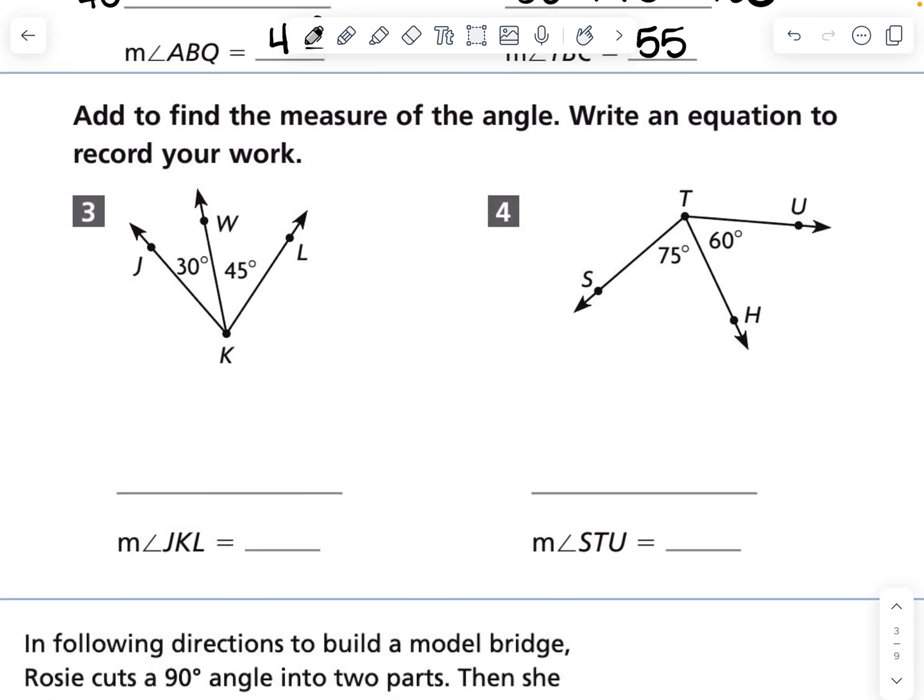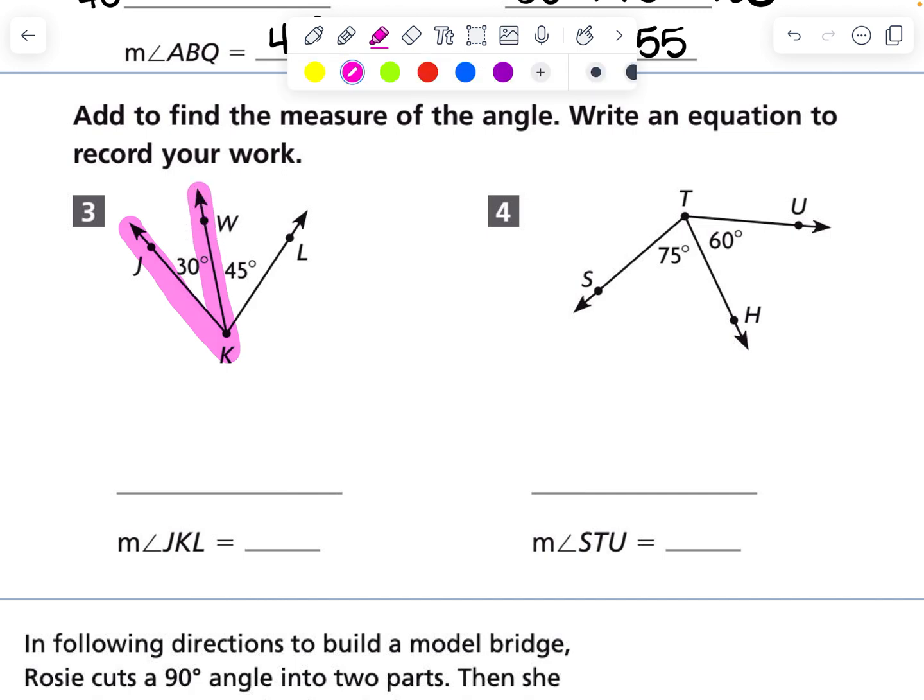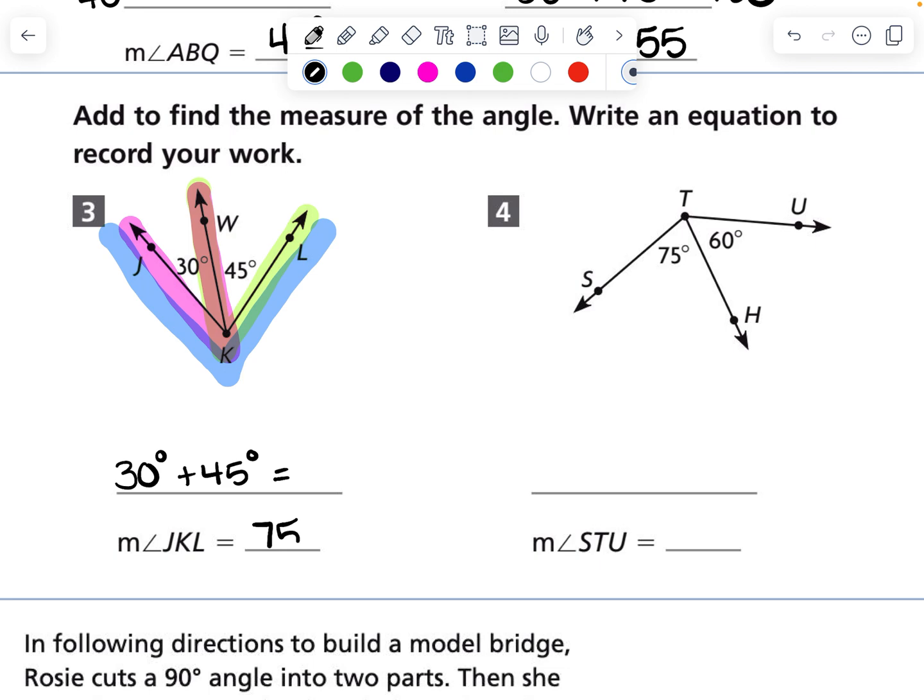Let's add to find the measure and join angles that are shown. If we look at two separate angles, I have JKW. I want to join with WKL. Those two angles together, by adding 30 degrees plus 45 degrees, will determine the measuring angle of the entire angle JKL. Putting them together, we know that the missing angle is 75 degrees.